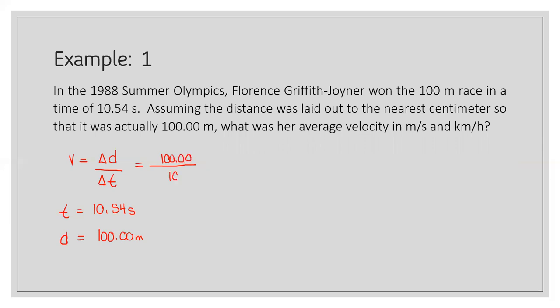So we're going to have 100.00 divided by 10.54. You'll notice meters on the top, seconds on the bottom will give us a unit in meters per second. So velocity is going to equal 9.488 meters per second. 4 sig figs and 5 sig figs. Excuse me. We're going to keep 4 in our answer. So 4 sig figs in our answer. All right, so that's the first part of the question.